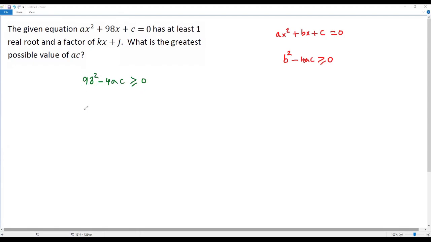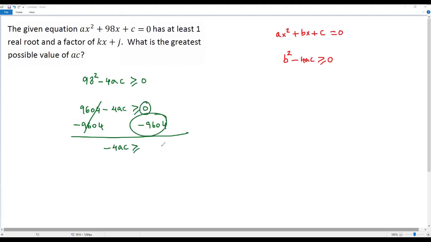The value of 98² is 9604. So 9604 − 4ac ≥ 0. Now let me subtract 9604 from both sides of this inequality. That is, minus 9604 and minus 9604. Now this positive value and negative value will cancel out. I am getting −4ac ≥ −9604 when I combine the 0 and this one. Let me divide both sides of this inequality by −4.